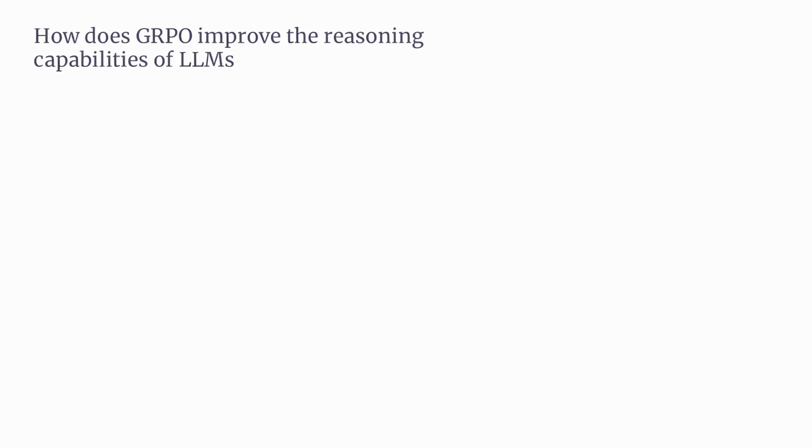Now let's break down how Group Relative Policy Optimization, GRPO, helps improve the reasoning capabilities of large language models. GRPO takes a reinforcement learning approach that is both innovative and efficient, and here's how it works. The first, efficient advantage estimation.